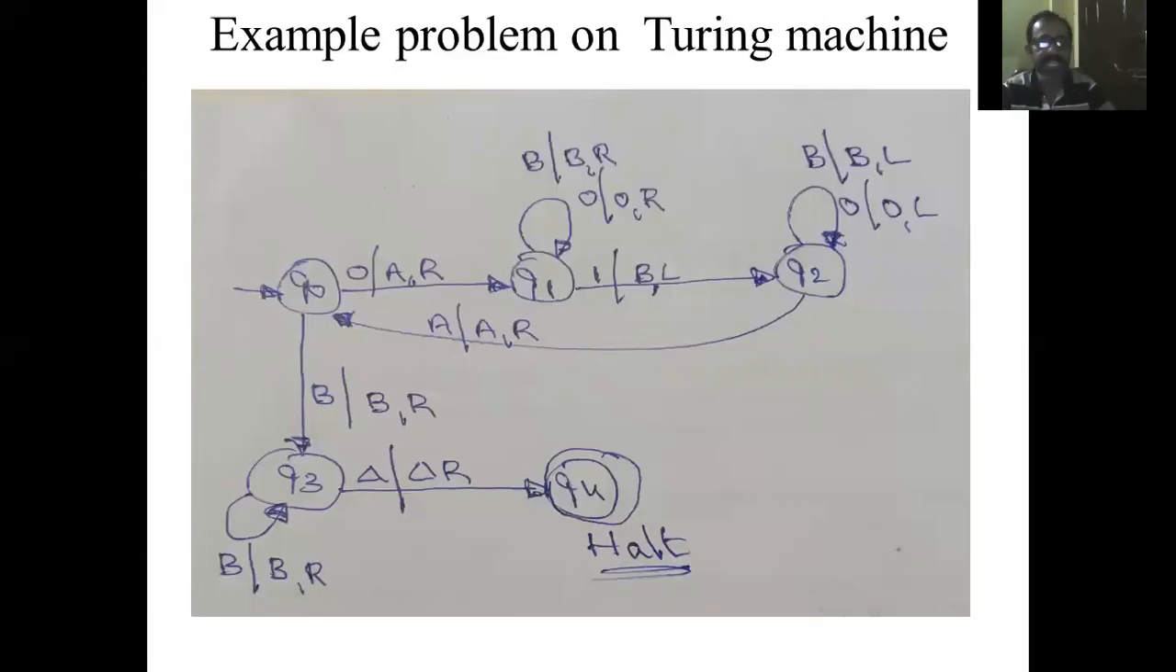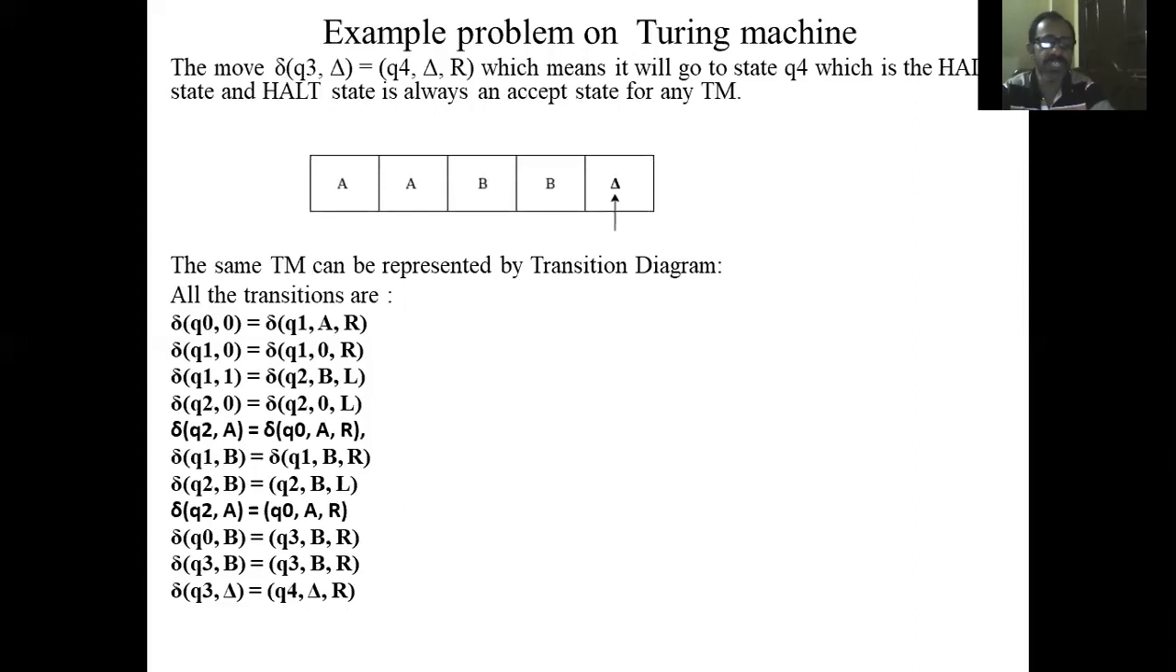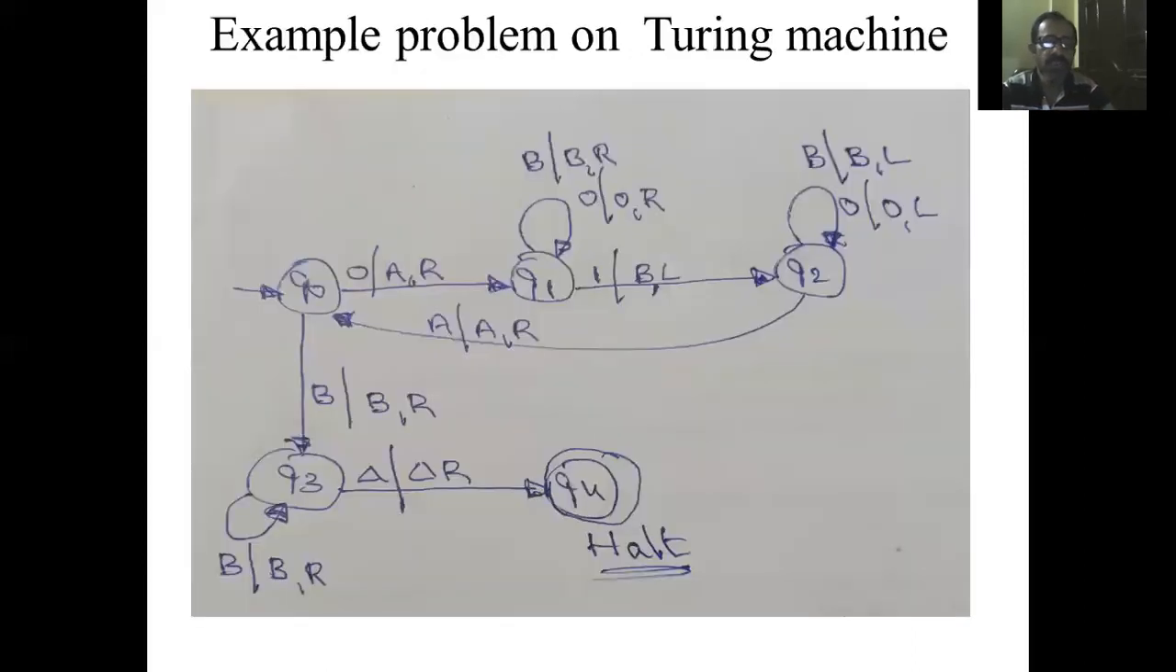This is the transition diagram. These transitions are just replaced with a diagram here. So Q naught on 0: the 0 is replaced with capital A, and we instruct the machine to move right by one cell. On B or 0, we simply move right by one cell until reaching the first 1. This first 1 is replaced with capital B, and we instruct the machine to move left by one cell. While coming back, the machine can experience B or 0.